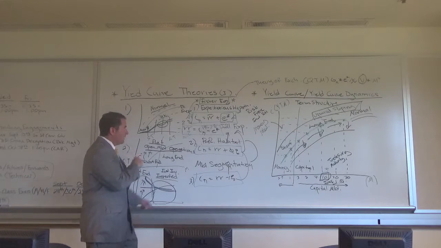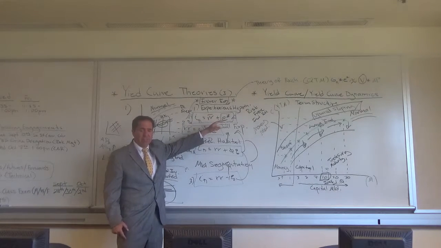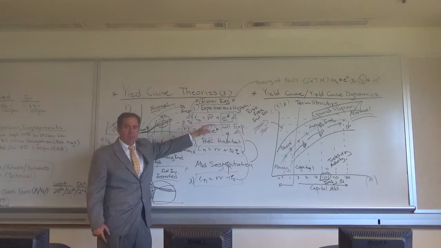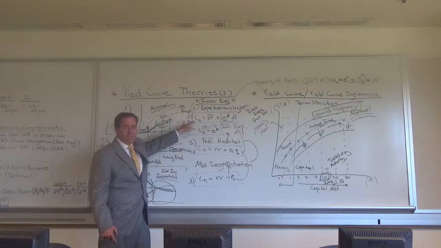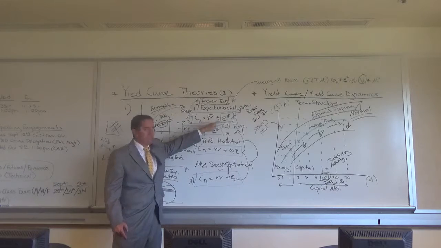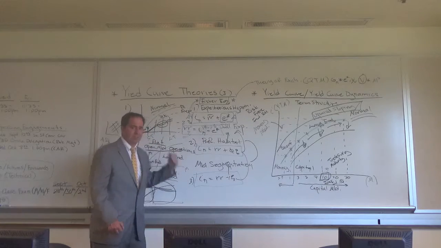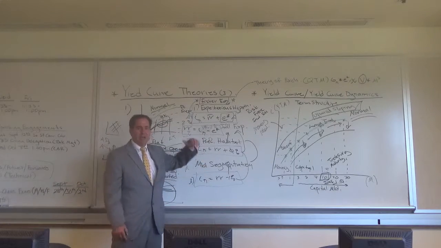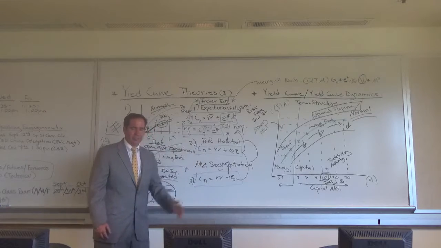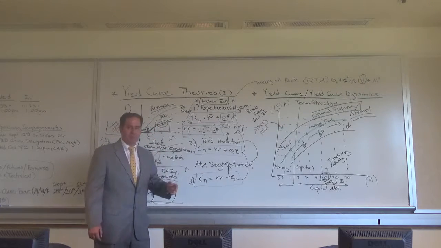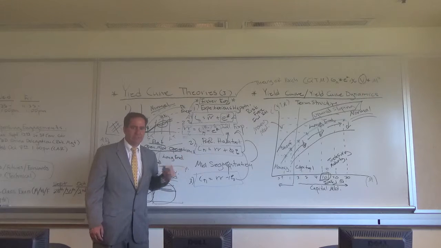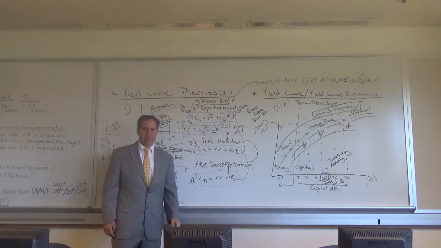There are three theories: the expectations hypothesis, which is determined by the Fisher equation, which is nominal interest rate equals the real rate plus inflation expectations. Since real rates have basically been declining on a secular basis over the last 30 years, the major influence in moving interest rates up and down is inflation expectations.